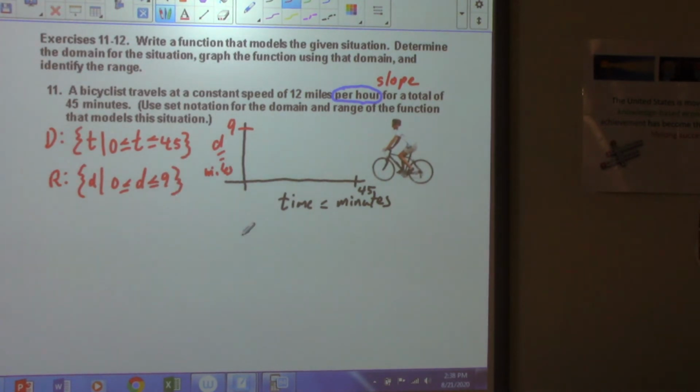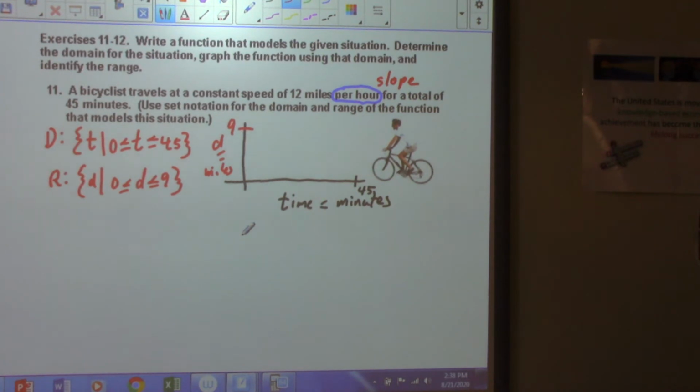Wait, where'd you get 9 from? Ben will tell us. Go ahead, Ben, tell us. You can go 12 miles in 1 hour, so we only have 45 minutes, and that's 3/4. Ah, I got you. So 3/4 of 12 is 9. And so 3/4 of an hour times 12 is 9, okay?